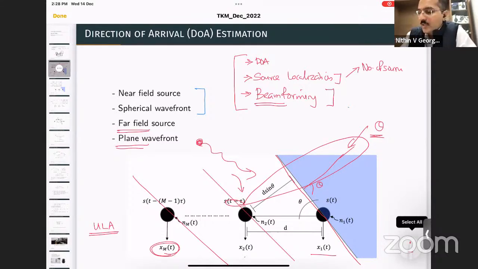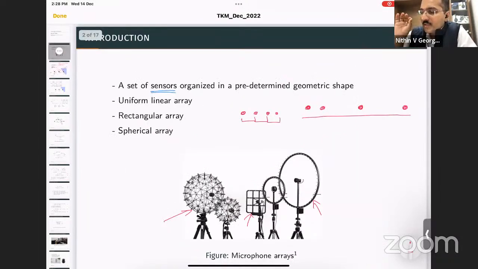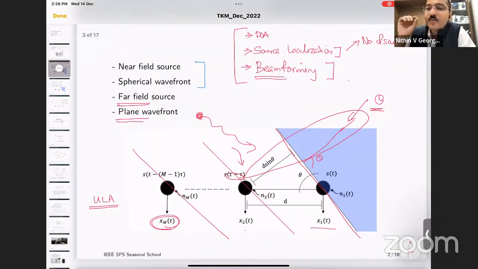So currently, the only thing we have to understand is we have something called an array. An array is where sensors are arranged in some shape. Shape can be uniform or non-uniform. These are some of the examples. And then we said we have to understand what the source is. Is it a near field source or is it a far field source? What type of wavefront will we be dealing with in our problem? These are the main things which we'll have to understand. And then we said we will look at direction of arrival estimation, source localization, and beamforming. These are the three major things which we will understand.